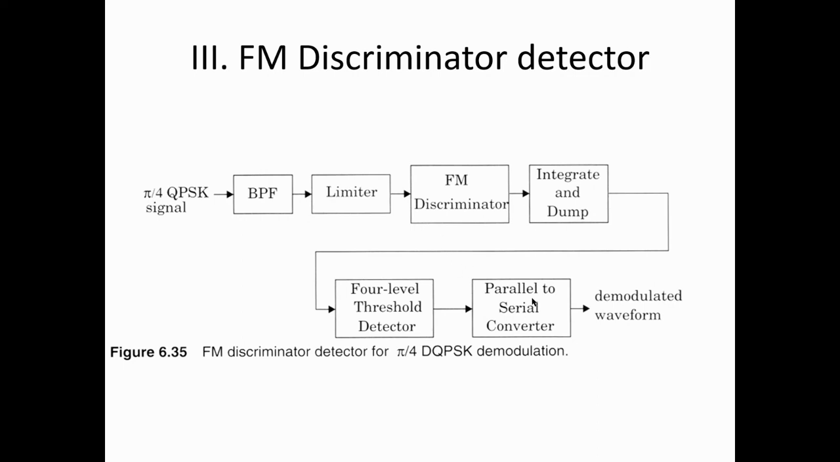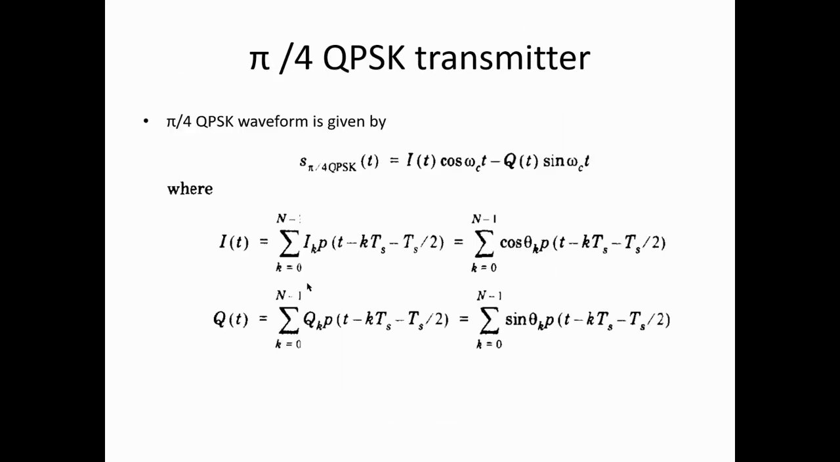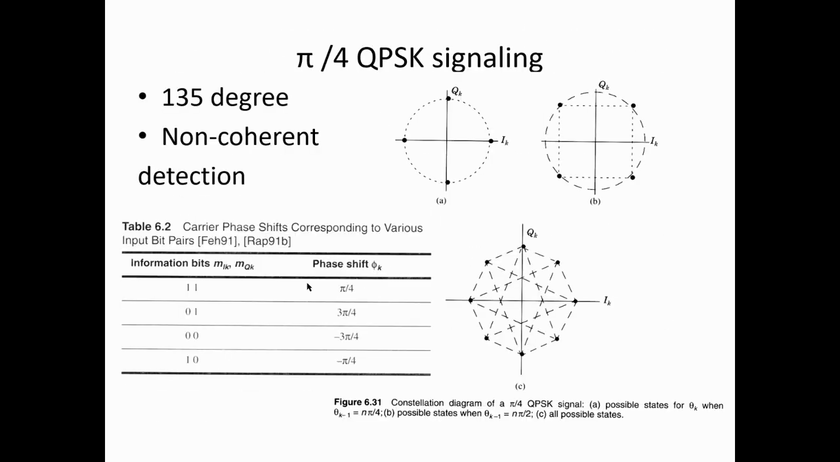Okay, so this is about the FM discriminator. So here we are extracting the frequency deviation and phase deviation, and then with the help of this four-level threshold detector, we divide the signal into in phase component and quadrature phase component. Finally, it has been combined together as a received signal. So this is all about pi by 4 QPSK. So pi by 4 QPSK has a greater advantage than the earlier versions of QPSK. It restricts the phase shift between plus or minus 45 to plus or minus 135 degrees.